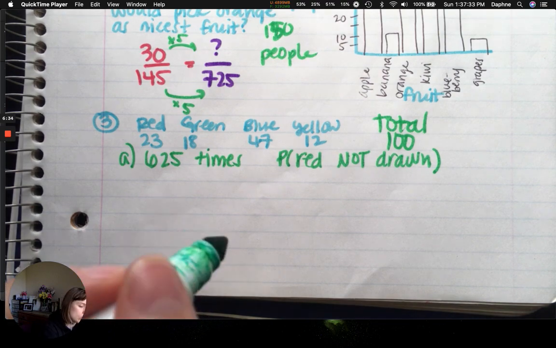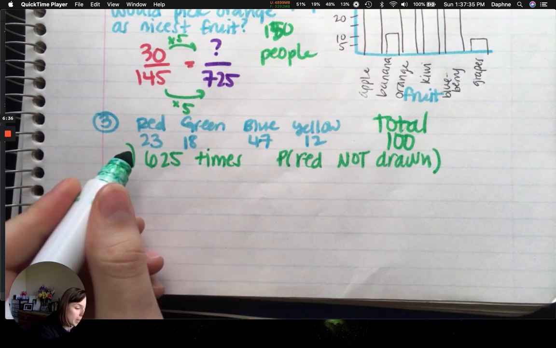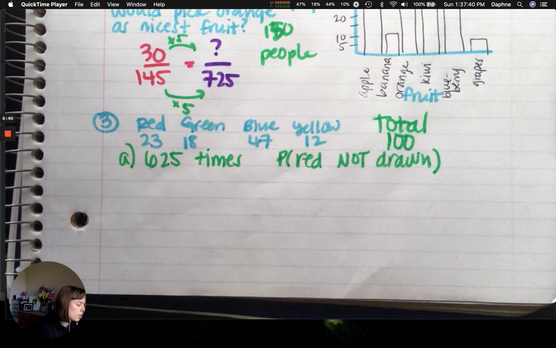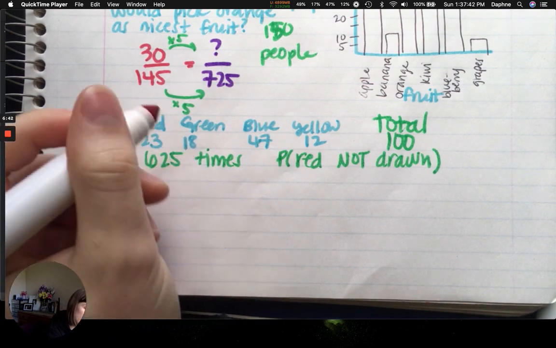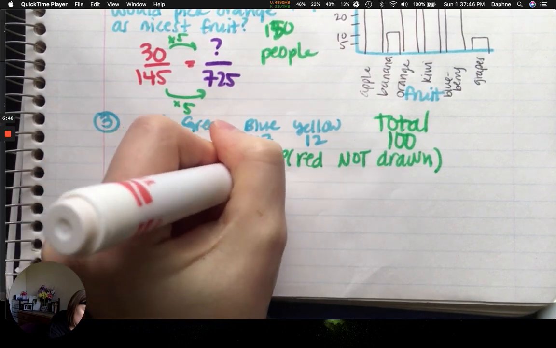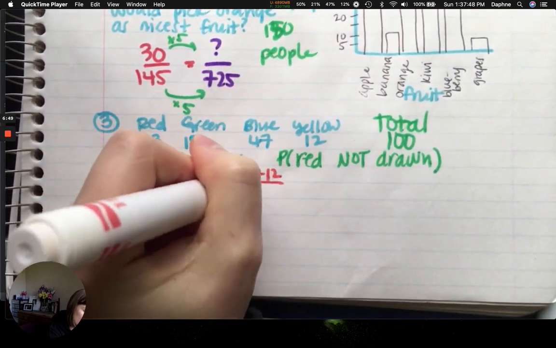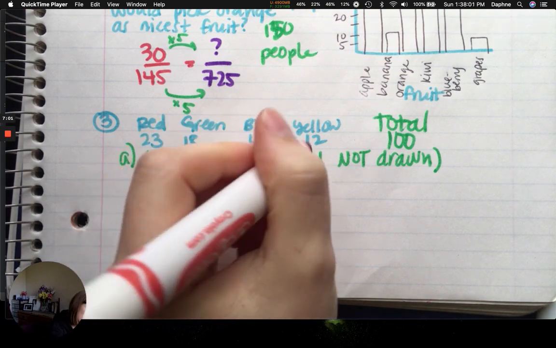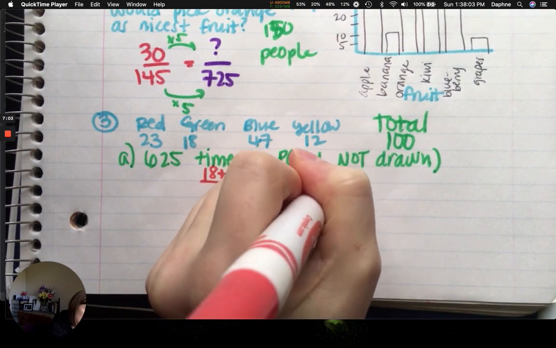All right, so I know that typically not red happens 18 plus 47 plus 12 out of 100 times, okay? Because that includes green, blue, and yellow. All 3 ways are not red. So 18 plus 12 is 30, so that would be 77. So this is 77 out of 100 times.